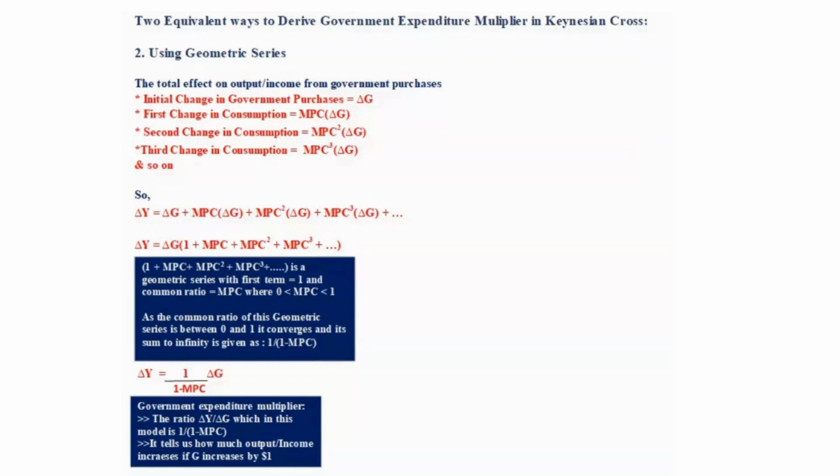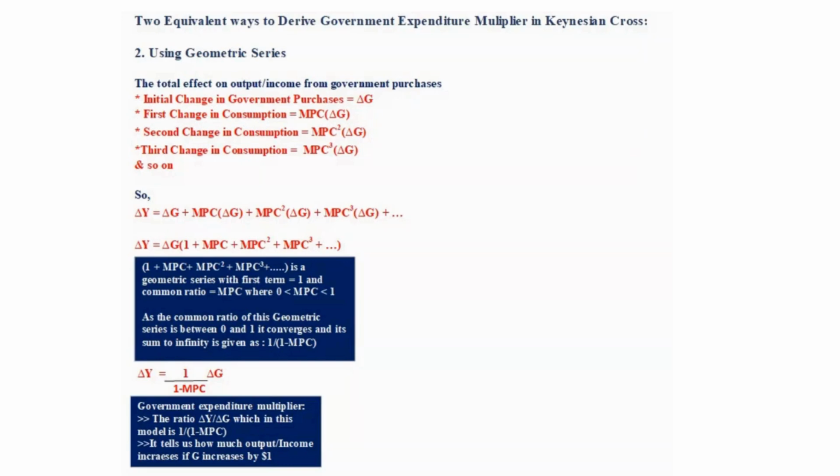So we can write the total change in output, which is delta Y, equal to delta G plus MPC times delta G plus MPC square times delta G plus MPC cube times delta G, plus so on. Now on the right hand side, if we factor out the delta G, we have delta Y equal to delta G times (1 plus MPC plus MPC square plus MPC cube plus so on).